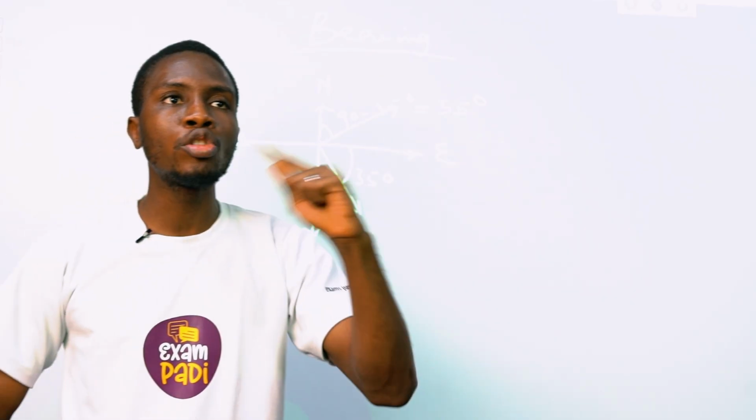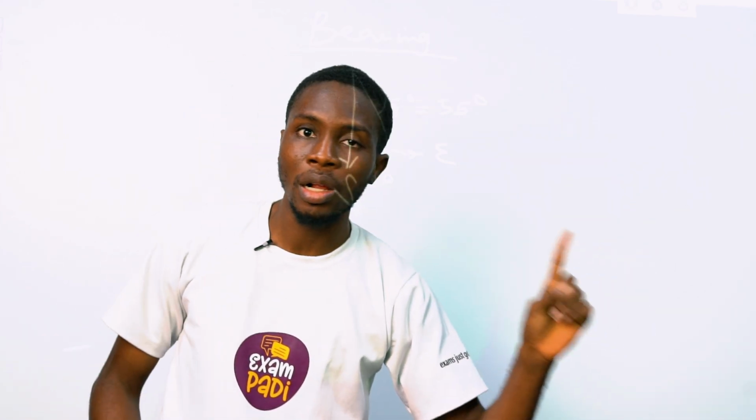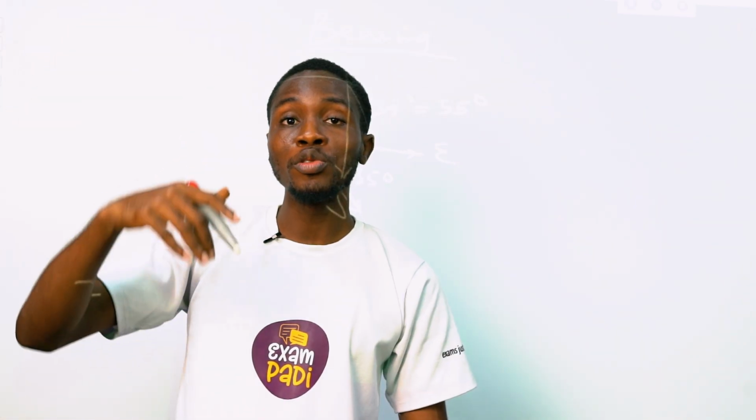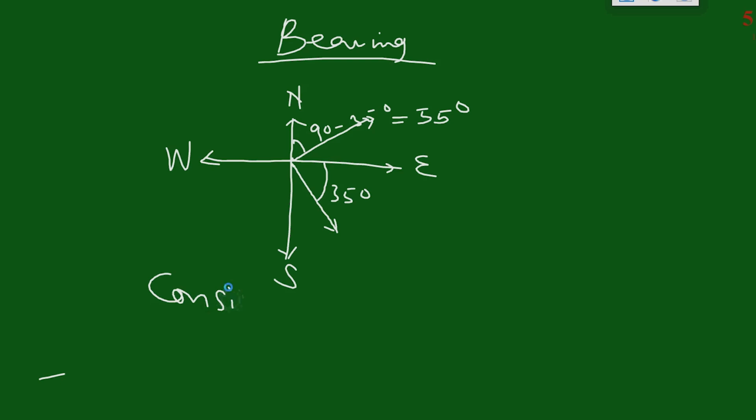Now the question says, if he turned 90 degrees in the anti-clockwise direction. Anti-clockwise means it's going against the clockwise direction. On the clock, you have the hands going towards this direction, but anti-clockwise is going backward. So we have to find his new direction. How do we find the new direction? Let's consider this cardinal point that is from north to south, which is NS. So we have our theta. Theta is the angle we are looking for, which is the new direction.